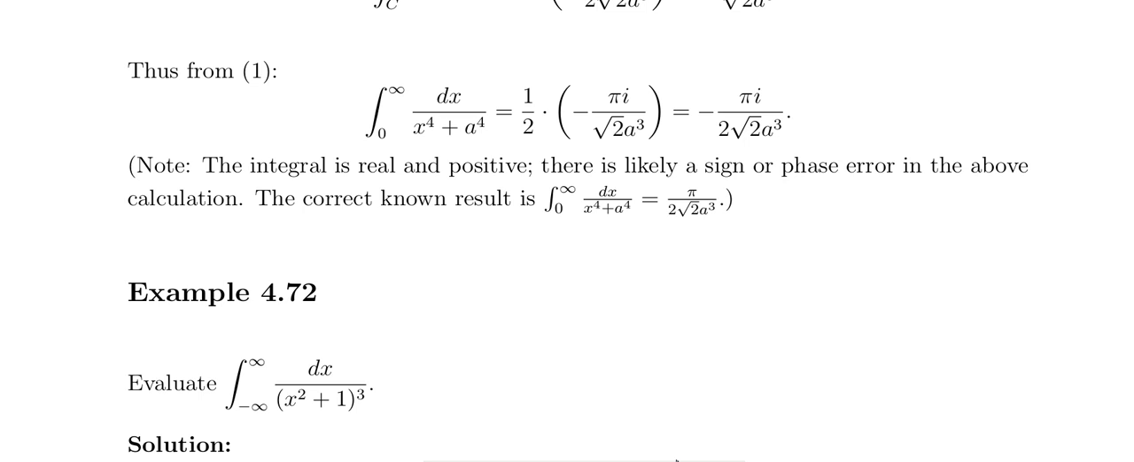So the integral is real and positive. That is likely a sign or phase error in the calculation above. The correct known integral from 0 to infinity is pi by 2 root 2 a cube.